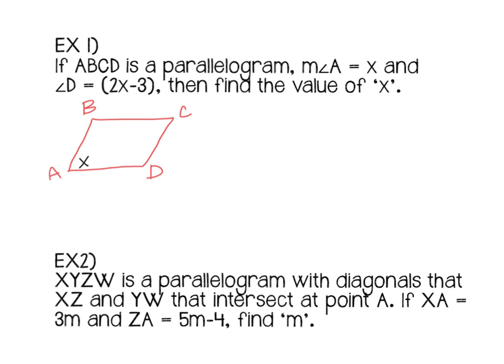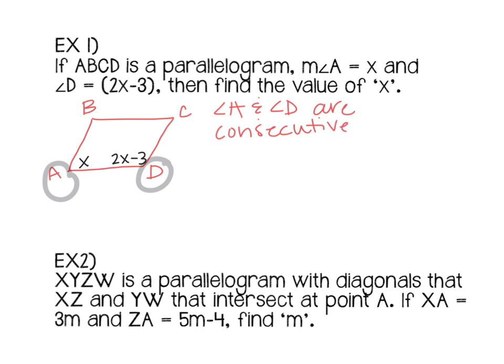So we know angle A equals x and angle D is 2x minus 3. We want to find the value of x. So it gave us angle A and angle D. Angle A and angle D are consecutive angles because they're right next to each other. So we know consecutive angles add together to equal 180 degrees. So that's how we solve it.